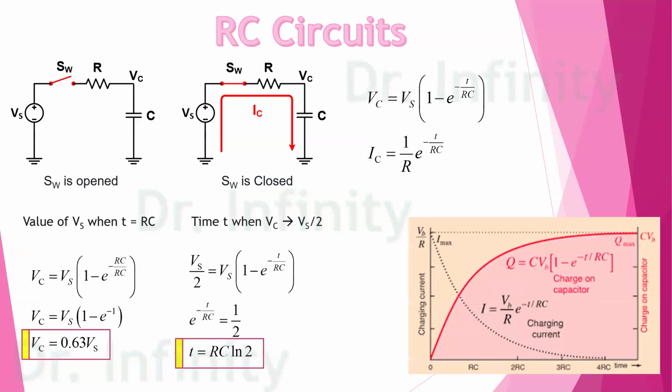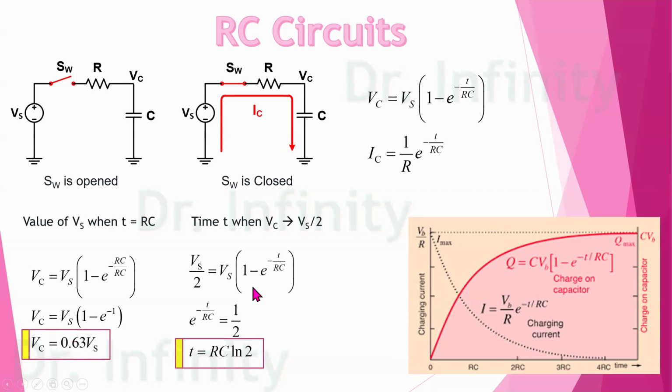So now we can go for the very special cases. We have two special cases. What happened in here? The time also becomes RC here. So we have minus 1 in the exponent, so 1 minus e to the power minus 1. The answer will be VC equal 0.63 Vs.